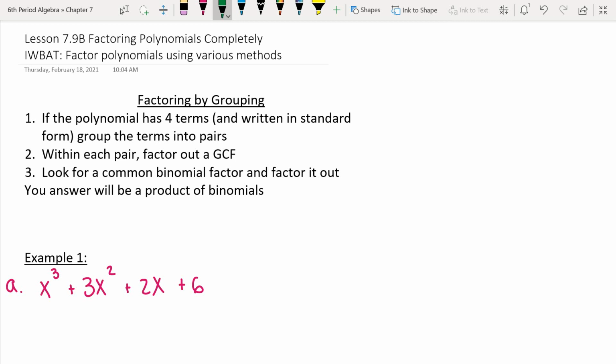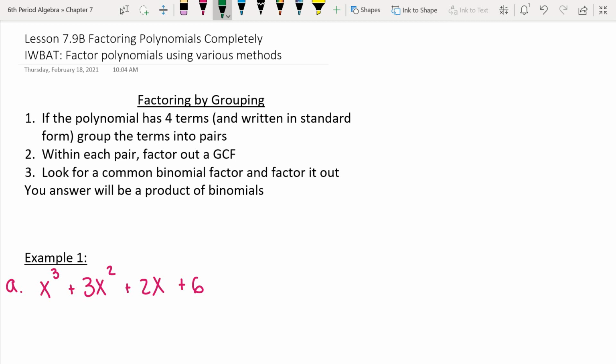So let's just jump straight into our notes. Take out your paper, your notebook, whatever you're going to be writing this down. Let's title it. This is lesson 7.9b, that's B as in boy, and we're just going to learn anything and everything related to factoring polynomials completely. Learning objective is that we're going to factor polynomials using various methods, so that's just the goal that we're going to keep in the back of our mind is what we're going to focus on.